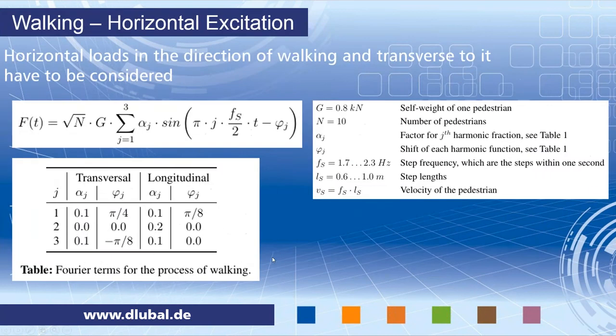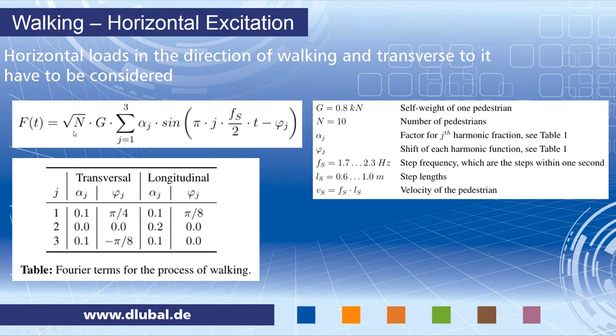The next one is the horizontal excitation. Walking also leads to some horizontal excitation, which comes from the push of the foot in the direction of walking and from the movement of the upper part of the body transverse to the direction of walking. This is much smaller than the vertical load, and it only considers half of the step frequency because all this is only happening either in the left or the right direction.